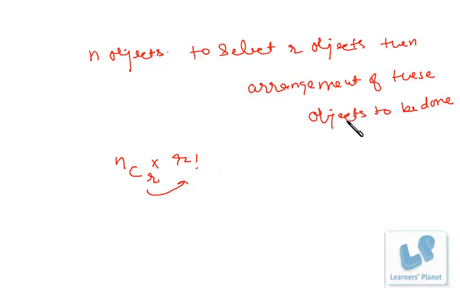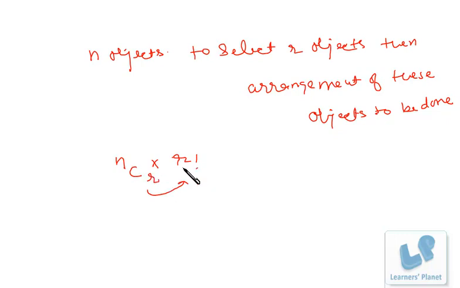Okay, just listen to me once again. n objects and we have to select r objects. So from n objects we are selecting r objects, that is nCr. Then these r objects which I have selected, I have to arrange them at r places. So there are r factorial ways, right?